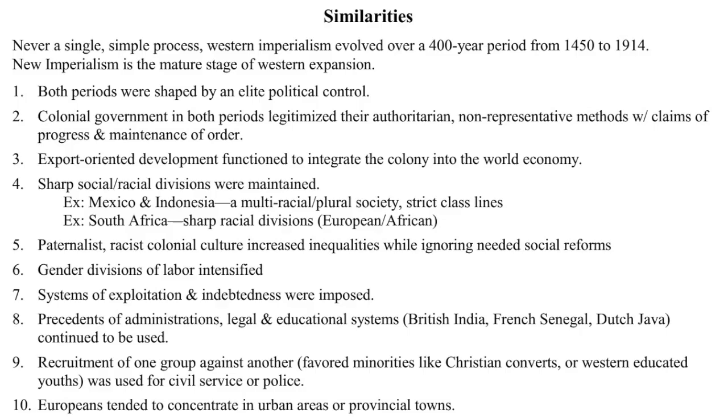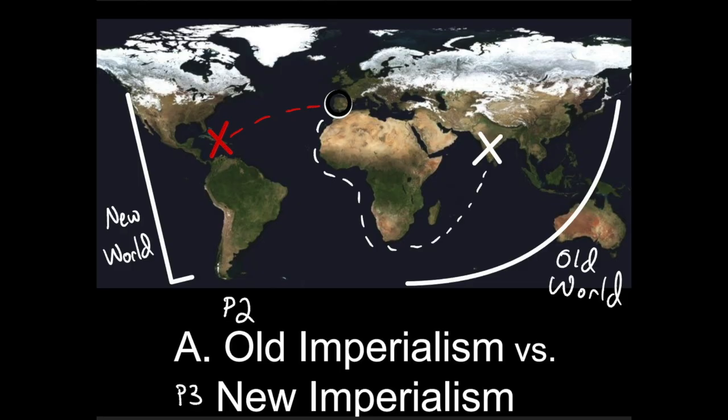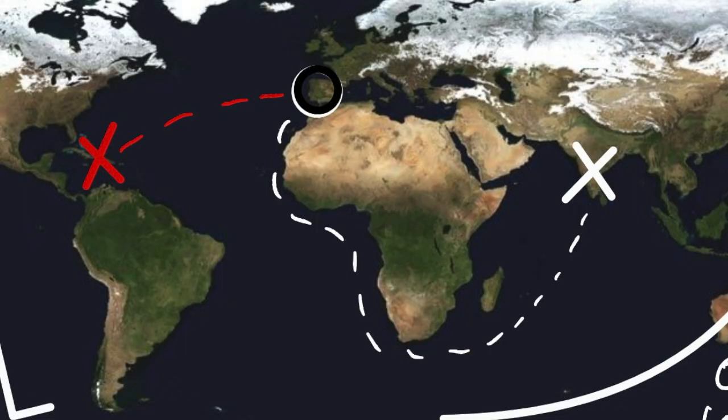So real quick, I'm just going to give a recap of old imperialism. Remember that old imperialism occurred in period 2, which is from 1450 until 1750. And it's going to be started in the Iberian Peninsula. This is going to start the age of exploration. So Spain and Portugal are both trying to get to the spice trade in Asia. Portugal goes around the tip of Africa to get access to the spice trade.